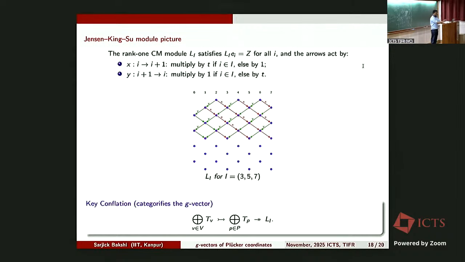So one can draw this L_I using this diagram. This was a recipe shown to us by Jensen-King-Su, and you can see that the action of x goes from i to i plus 1. It's multiplied by t if i is in I, or else by 1. So 0 and 7 are identified. We are working with the circular quiver, no? So the 0 and 7 are identified. So it's like a cylinder. And then we draw this diagram.